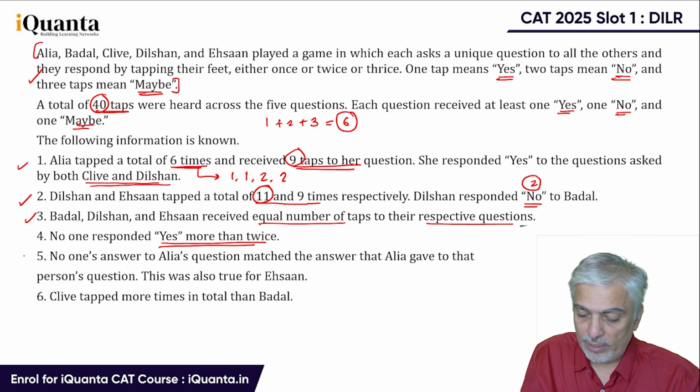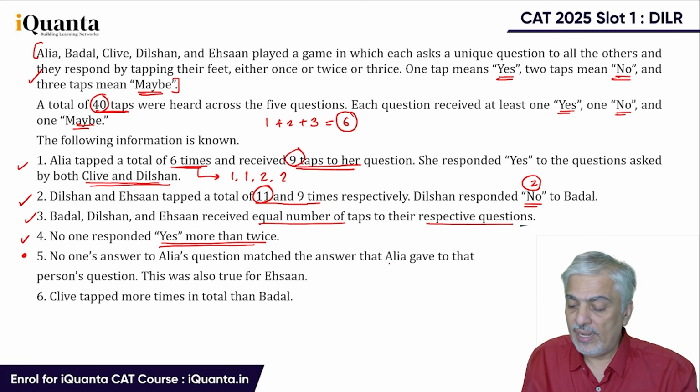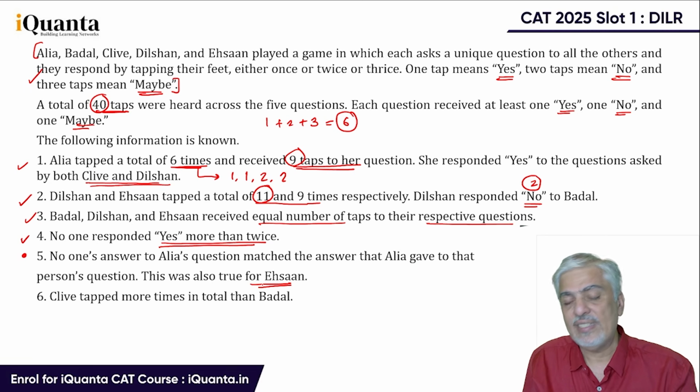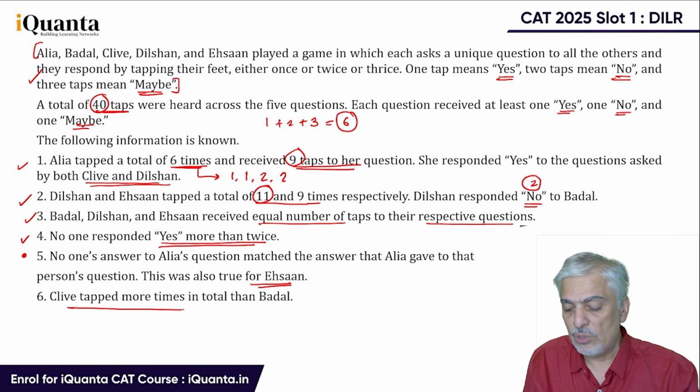So this point I would say is an indirect point. This is a good data. That Alia gave to that person's question, that was true also for Ehsan. So for Alia and Ehsan, for both of them, that was true. Clive tapped more times in total than Badal. I'm sure this will be used for that 40. With the 40, we can use it.